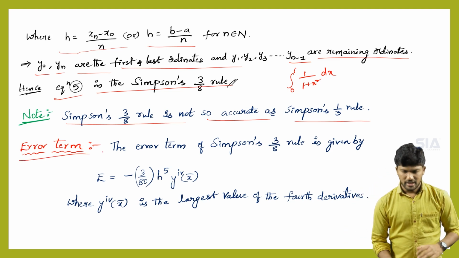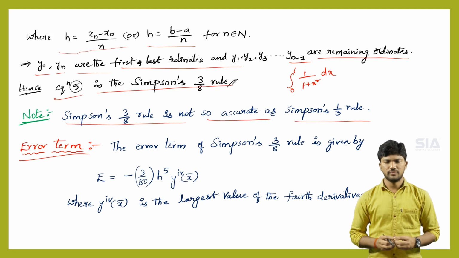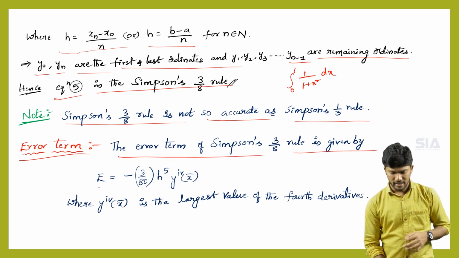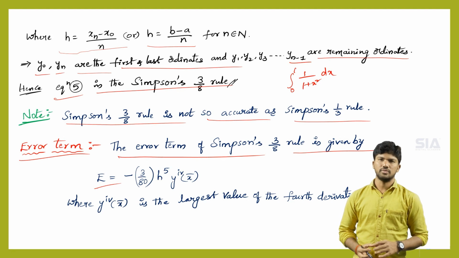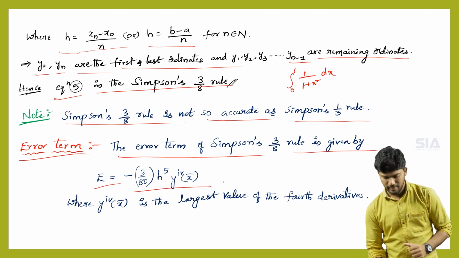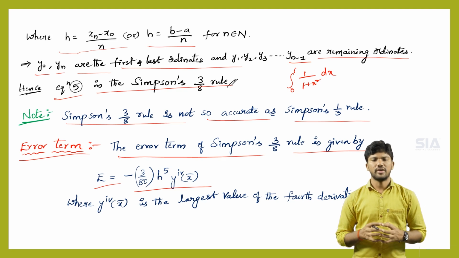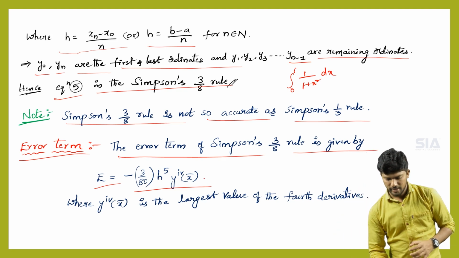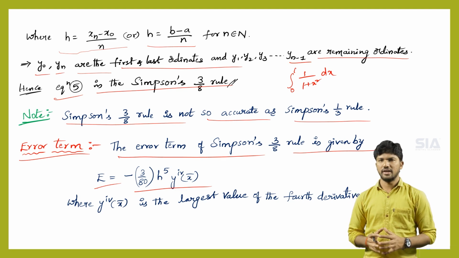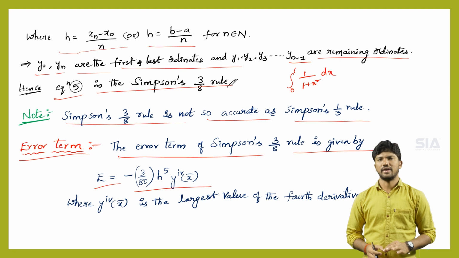Next, our next aim is the error term. So we have to write the error term. Therefore the error term of the Simpson's 3/8 rule is given by, capital E is equal to minus 3/80 h power 5, y fourth derivative of x bar. Okay, so this is the error term value.